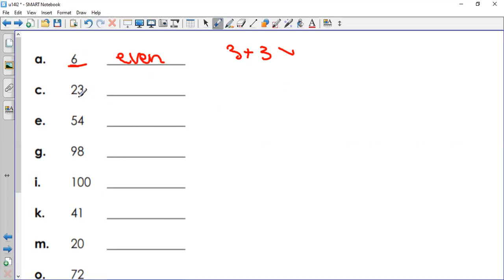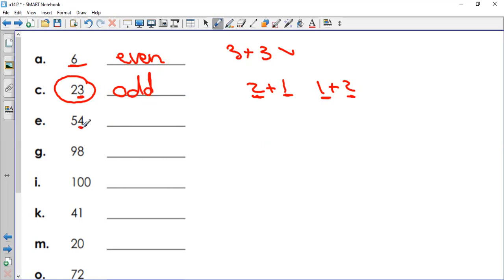What about this? 23. In the units, it has 3. Look at the 3. Can I make the 3 into two equal groups? I can make 2 plus 1. No, they are not equal. Or 1 plus 2. They are not equal. So I call this 3 odd. Because the units is odd, the whole number will be odd. So 23 is an odd number.